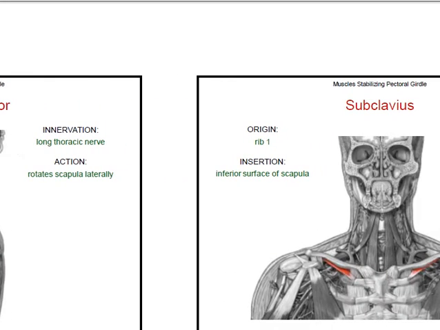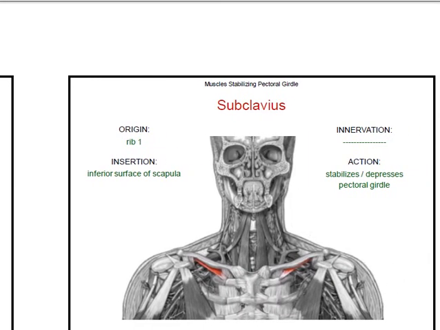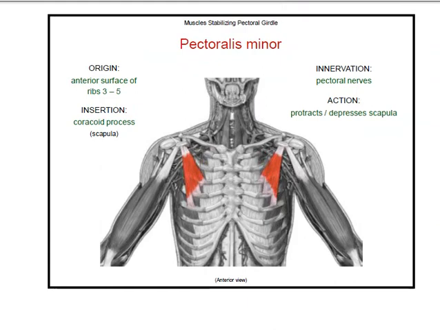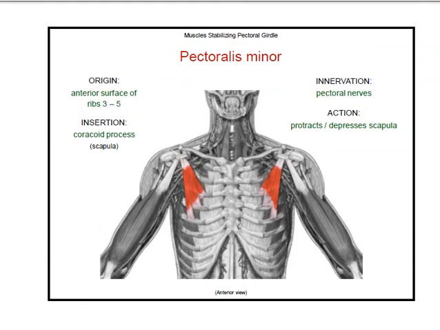I like these notes because they write the innervation, compared with other notes which do not write the innervation of the muscle. You see, for example, here we have the subscapularis muscle, its origin is the first rib, and the muscle in red there is that muscle. Of its insertion, inferior surface of scapula, the action and innervation are not filled in there, but that is only for a few muscles. You see the pectoralis minor muscle, innervation pectoral nerve, action protraction, then origin, insertion.